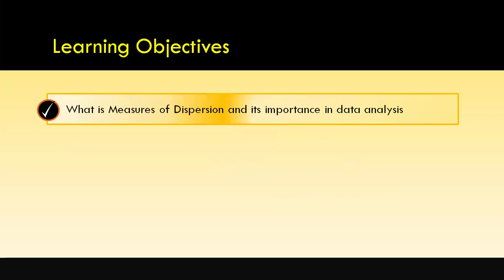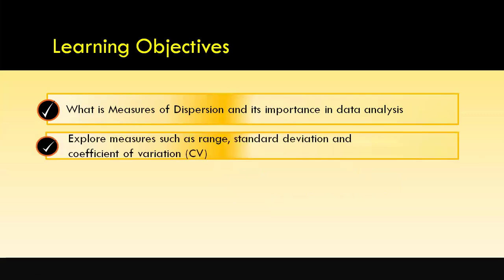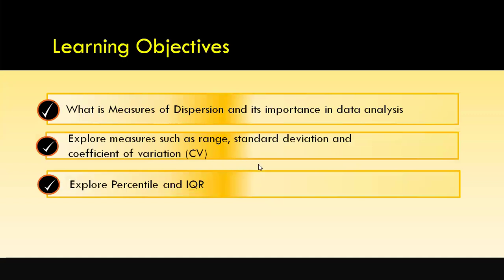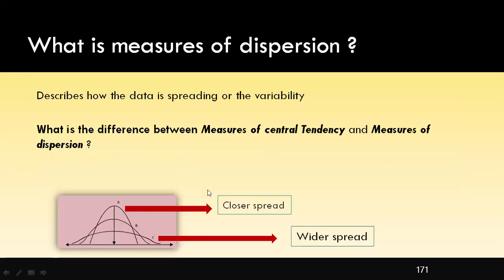So what we will do is explore what exactly the measure of dispersion is and its importance in data analysis. Then we'll move ahead and explore the different measures that fall under the measures of dispersion: the range, standard deviation, and coefficient of variation. Next we'll explore percentile and IQR. You must have heard the term percentile. It's not percent; percentile is different from percent. And IQR stands for interquartile range.